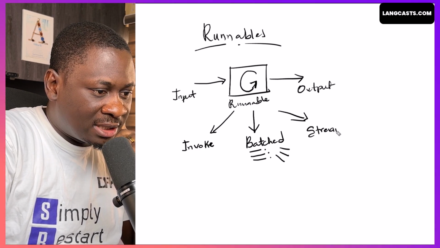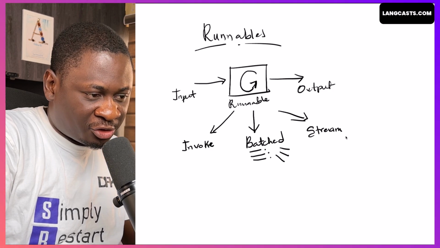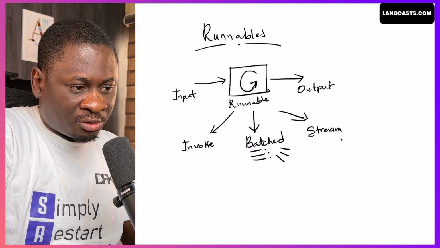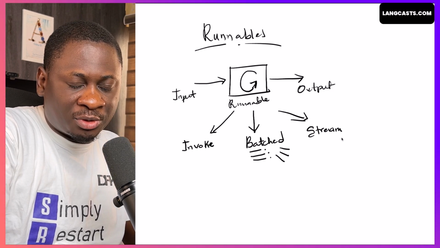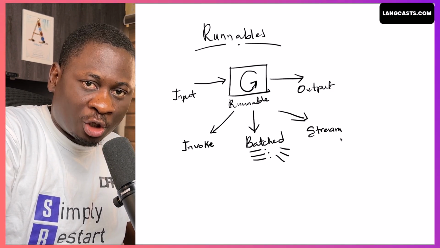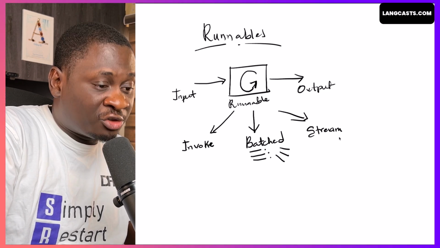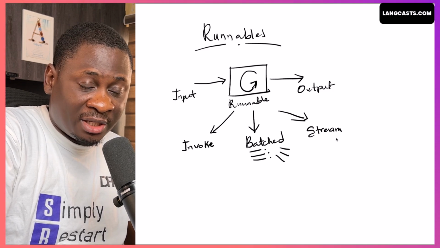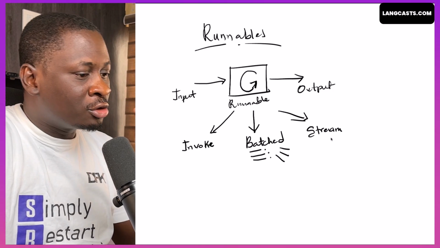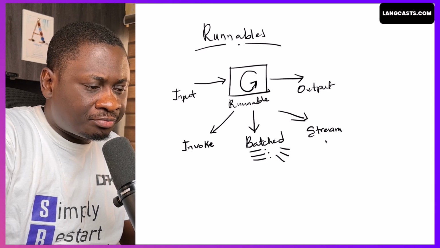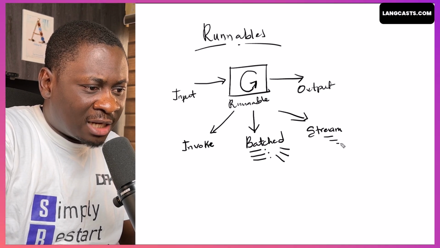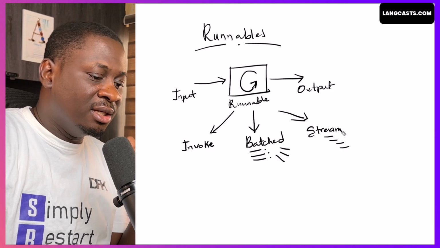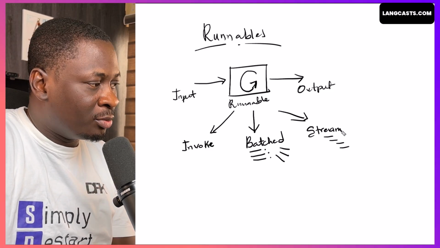Number 3 is that it can be streamed. The output can be streamed. So if it's a long-running process and the output is coming gradually, probably in chunks, you can stream the outputs. You can iterate over it and process the output, display it, or pass it along in chunks. Those are the main attributes of the runnable interface.